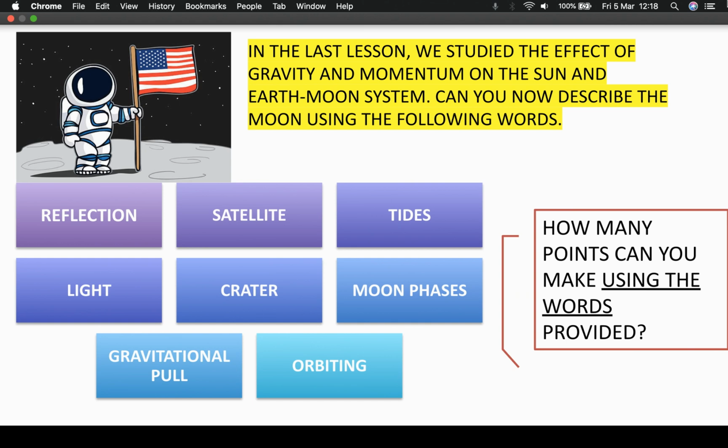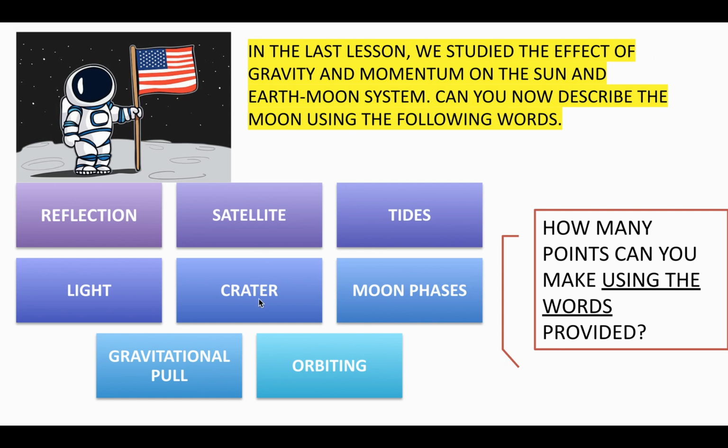In the last lesson, we looked at gravity and momentum, and I want you to look at these words and see can you actually use them in describing the moon itself. Okay, so you might pause the video, and I will now explain how you would put these words in a sentence. So let's talk about the moon. The moon is full of craters. So that would be one word there that you could use to describe it. The moon reflects the sunlight that hits it. Okay, so the sunlight comes from the sun. When it hits the moon, it's reflected back.